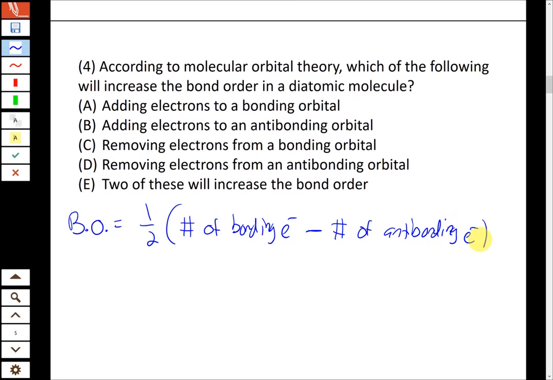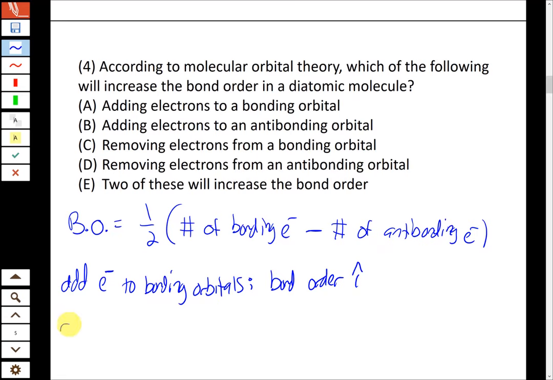All right, so that's the calculation for bond order, which we're considering here on a more conceptual level. Let's think of what happens if we add electrons to each of these types of orbitals. If we add electrons to bonding orbitals, what we'll see is that it increases the bond order because we're making this part of the formula bigger. So anytime we add electrons to bonding orbitals, that's going to increase the bond order and make the bond stronger.